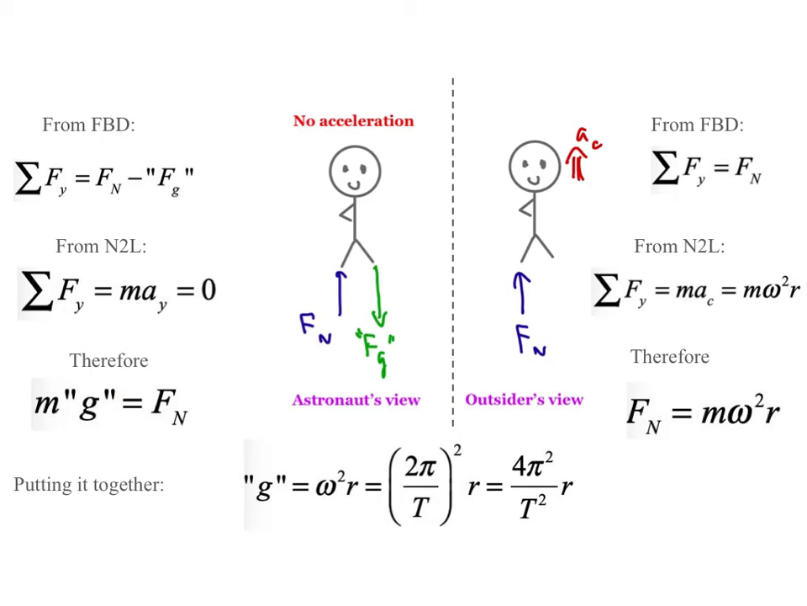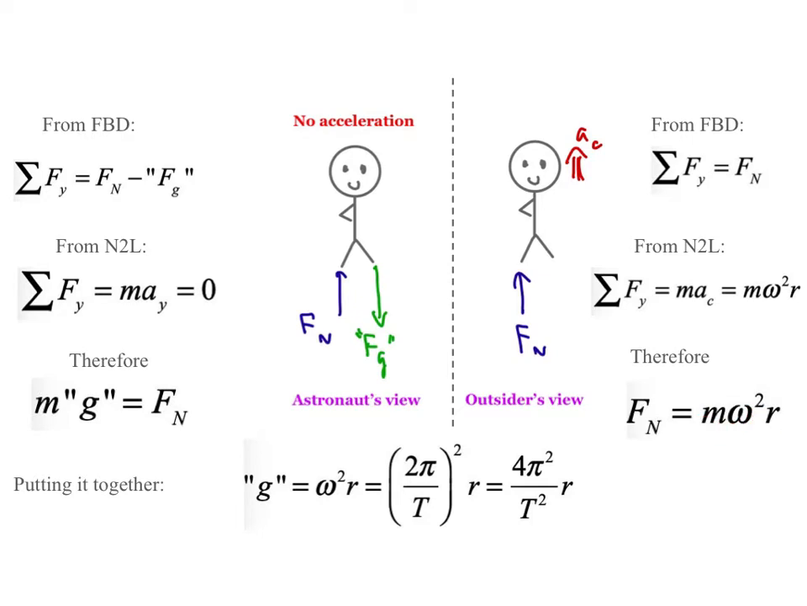But the aliens outside are in an inertial reference frame. So for them, there's an acceleration towards the center. She's going around in a circle, and we know that anything going in a circle has an acceleration towards the center, whose magnitude is v squared over r, or as we showed before, omega squared r. So we set up that the net force is now just the normal force against her feet, and the net force is m times the acceleration, which in this case is the centripetal acceleration, so m omega squared r, and therefore the normal force is m omega squared r.